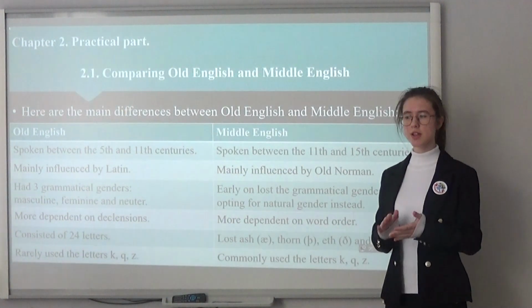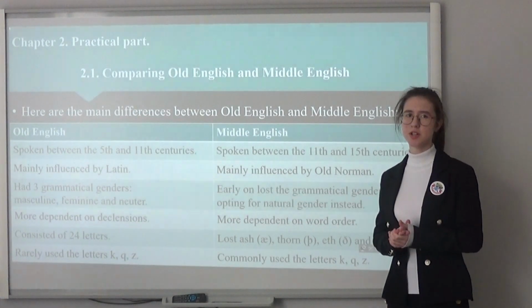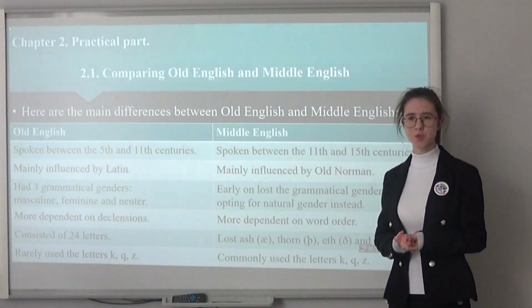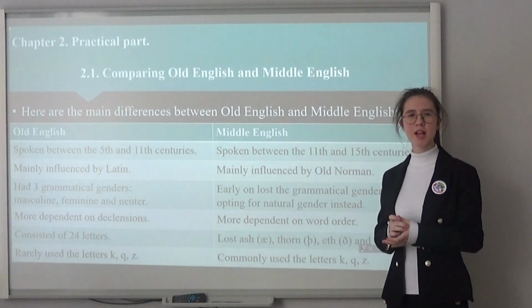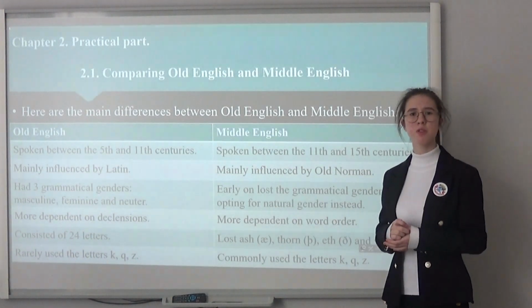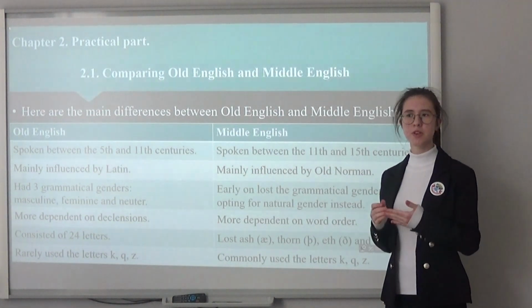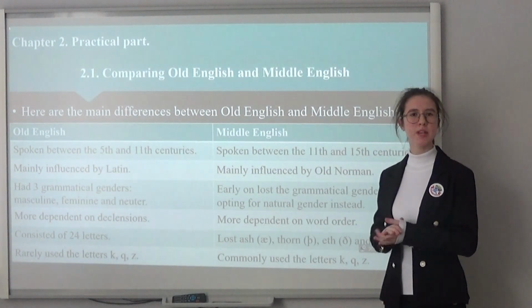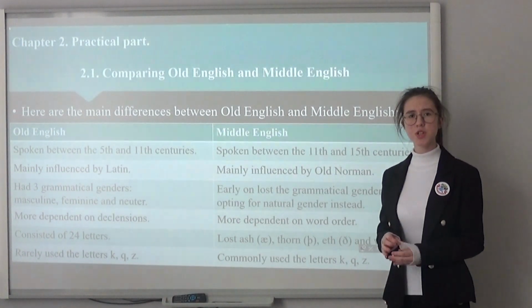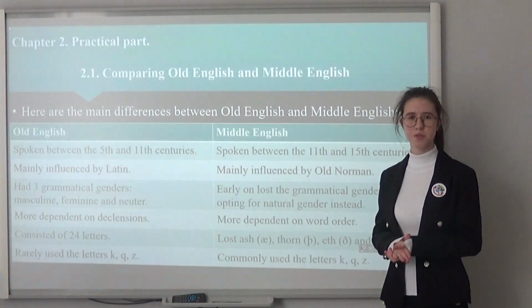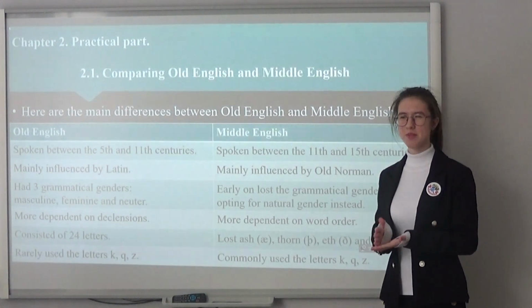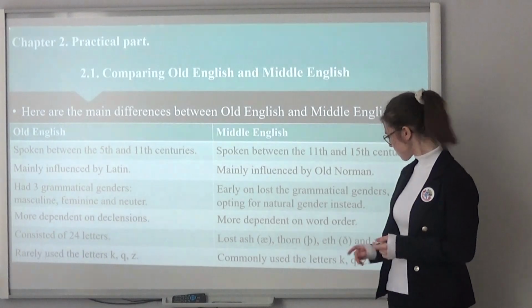Old English used to have three grammatical genders. These were masculine, feminine, and neuter. Something similar can be seen in Spanish and in Russian, the languages that we speak nowadays. However, during Middle English, these genders were lost, which is quite convenient for us.